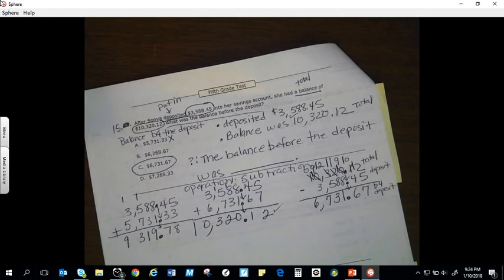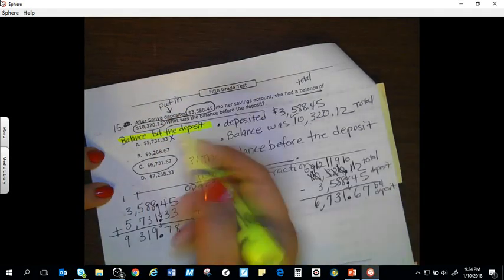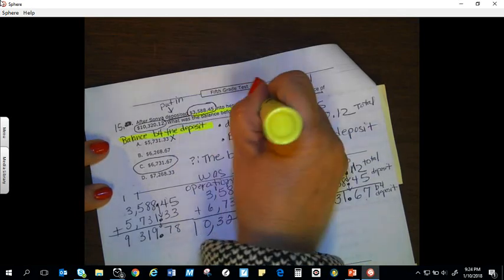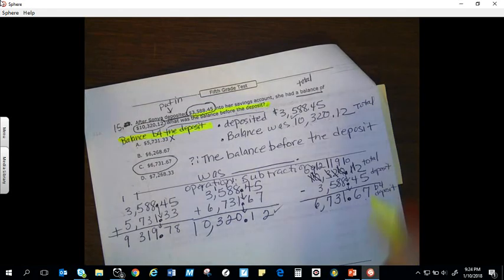Okay, so you can do either one. The most important thing that I want you to remember is look at the steps that I'm taking. I put what my answer is. This is the balance before. So I know all of these are my possibilities. Look at what I labeled over here.